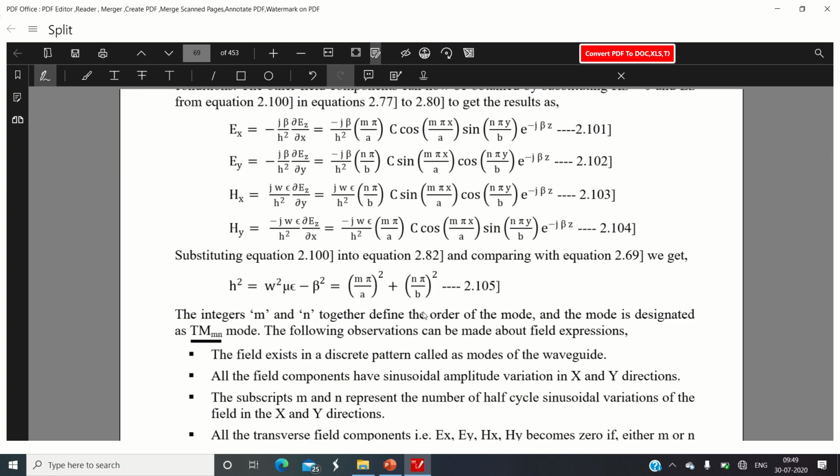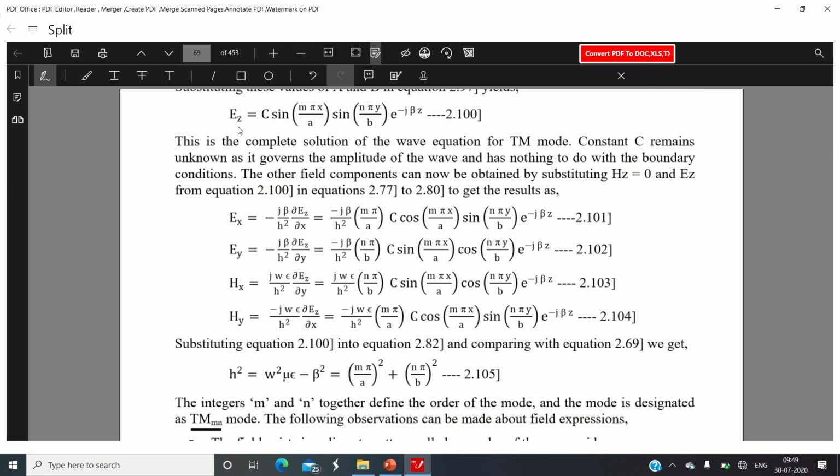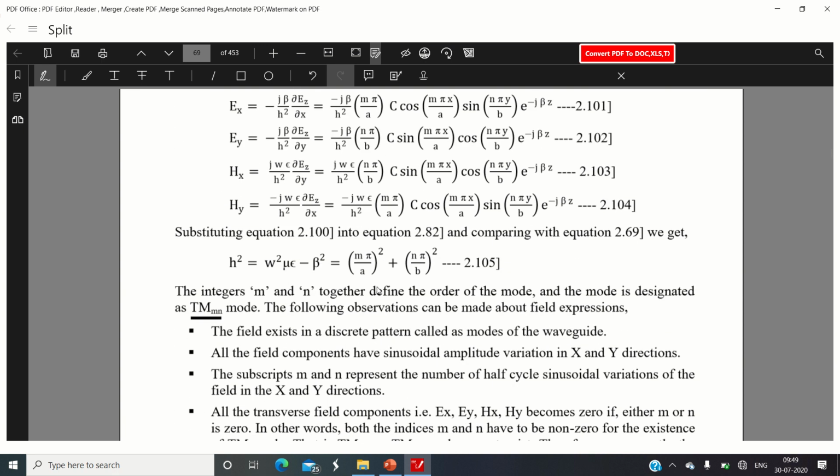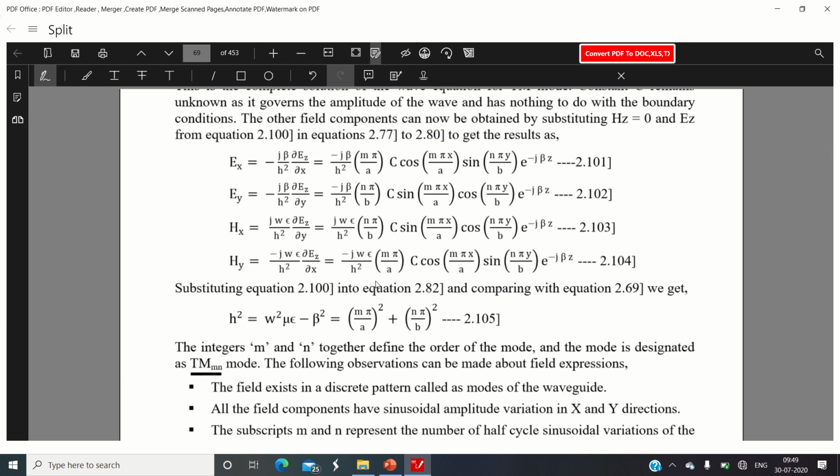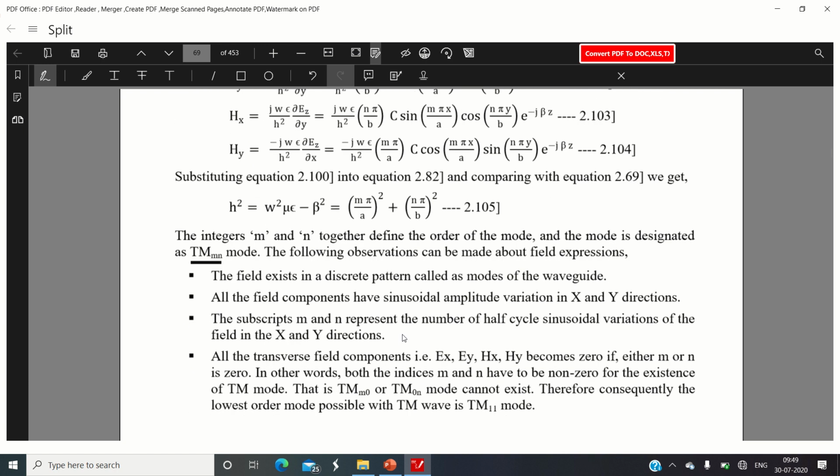Now here, if you notice, we have in total 5 components: Ez, Ex, Ey, Hx, Hy. Anyway, Hz is going to be 0 for the TM mode. So we have a total of 5 components. Out of these 5 components, how many transverse components are there? The transverse components are only 4, and these are Ex, Ey, Hx and Hy. So these are the 4 transverse field components.